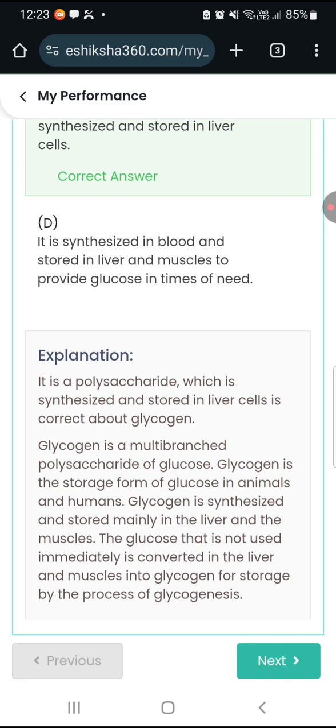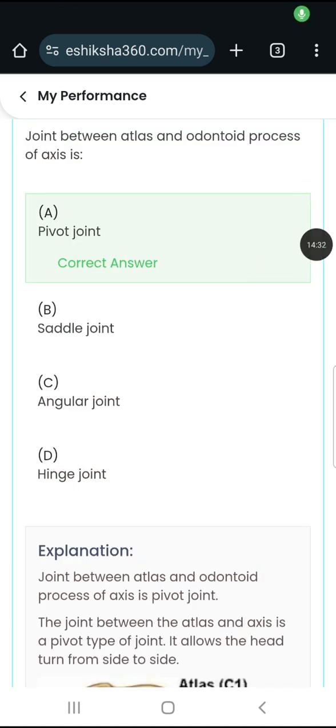Glycogen is a multi-branched polysaccharide of glucose. Glycogen is the storage form of glucose in animals and humans. Glycogen is synthesized and stored mainly in the liver and the muscles. The glucose that is not immediately used is converted in the liver and muscles into glycogen for storage by the process of glycogenesis.